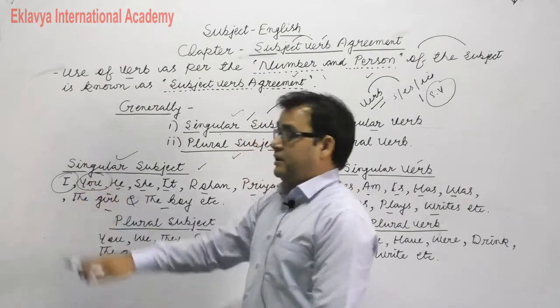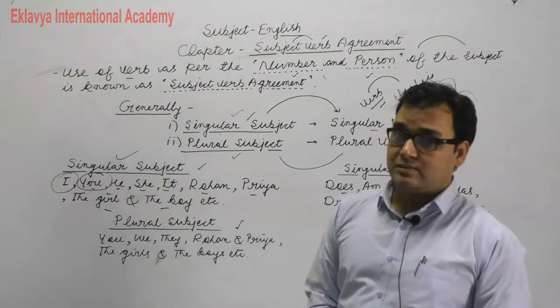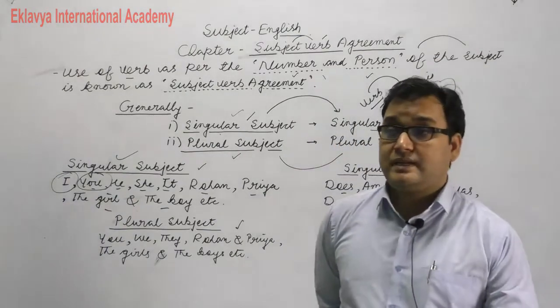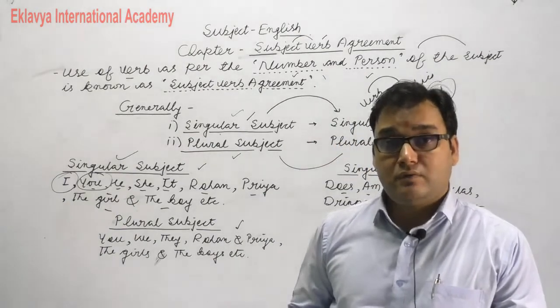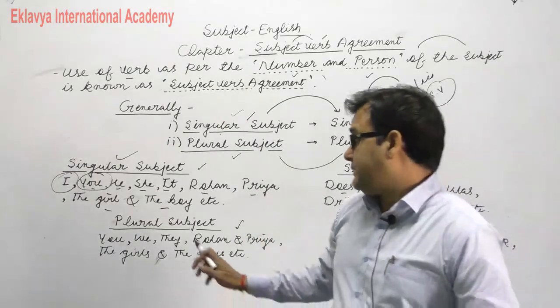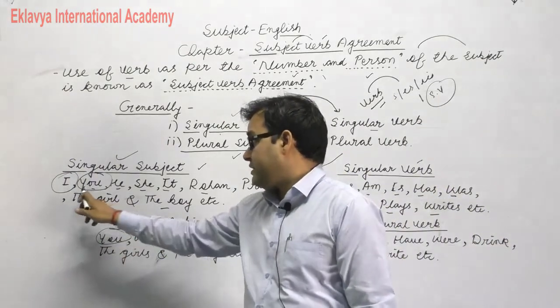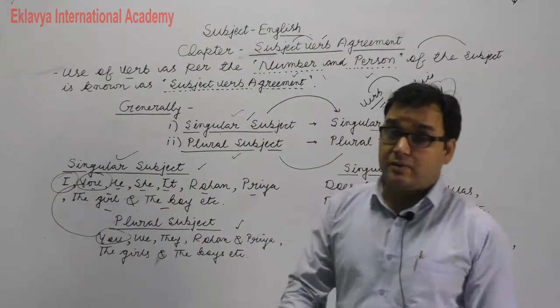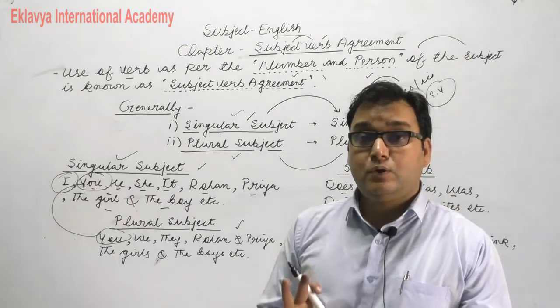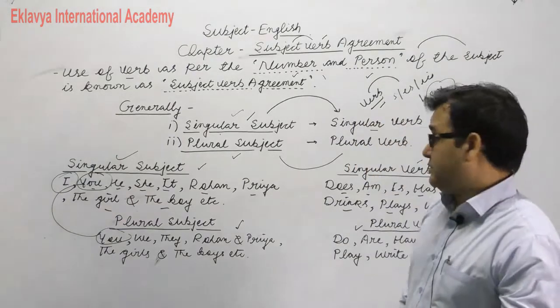Then you is a singular and plural subject. You is used as a singular and plural subject, but it always proceeds with a plural verb. कि you जो है singular और plural दोनों subjects के रूप में use होता है. Commonly I have mentioned it here. That's the rule. We'll have the same in rule number 2.